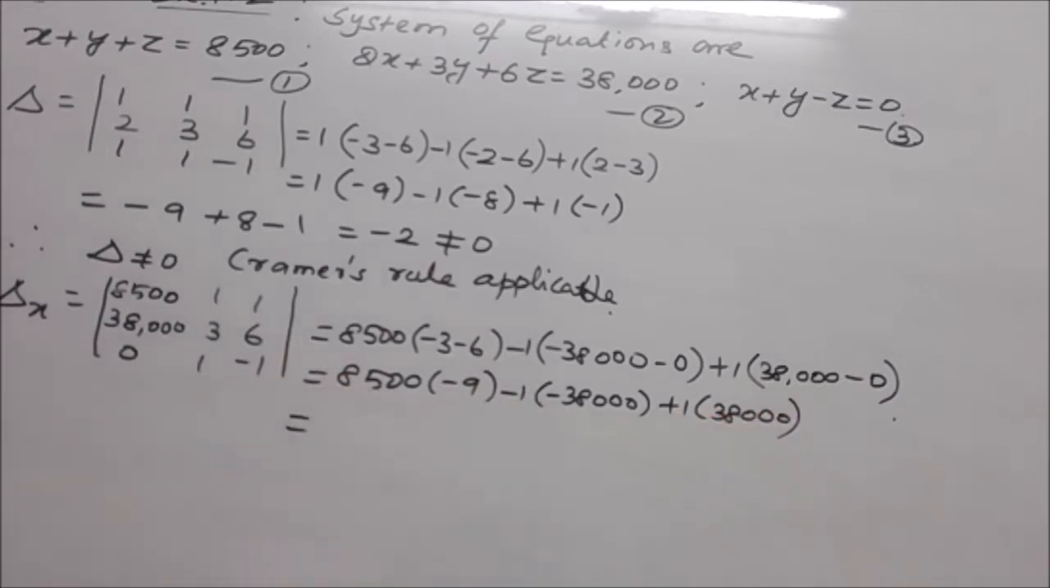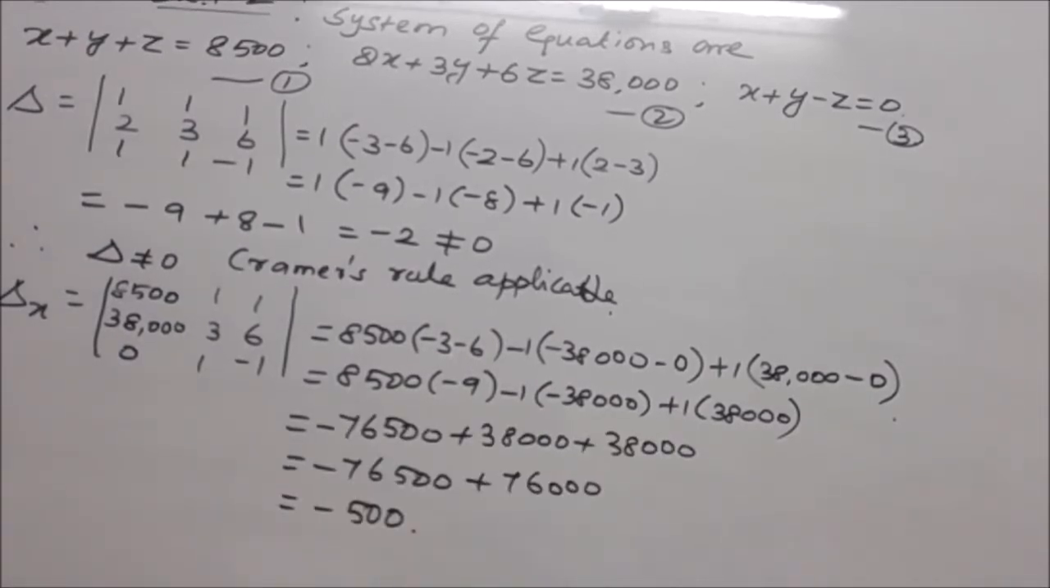Here 8,500 into minus 9 gives minus 76,500, plus 38,000 plus 38,000. This totally equals minus 76,500 plus 76,000. Subtracting, we will have minus 500. That is equal to delta x. Now you can find two more values, delta y and delta z.